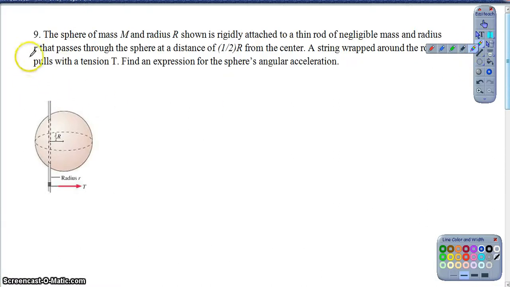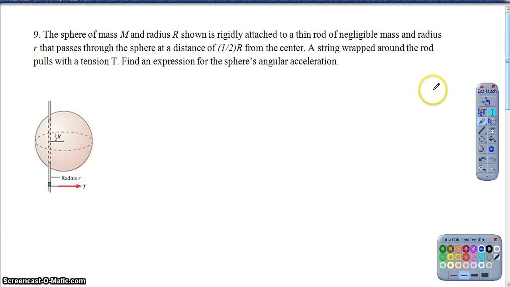Okay, so then the final question of homework 7.5 here, question 9. And this one is a very nice combination of both torque and then our parallel axis theorem also comes into play. So they give us the sphere here of mass m and the radius shown. Notice that all of the measurements are just in variables, so our answer will be in variables as well. But a string is wrapped around the rod, pulls with tension of T. Find an expression for the sphere's angular acceleration. Right, so that's what we're looking for here.